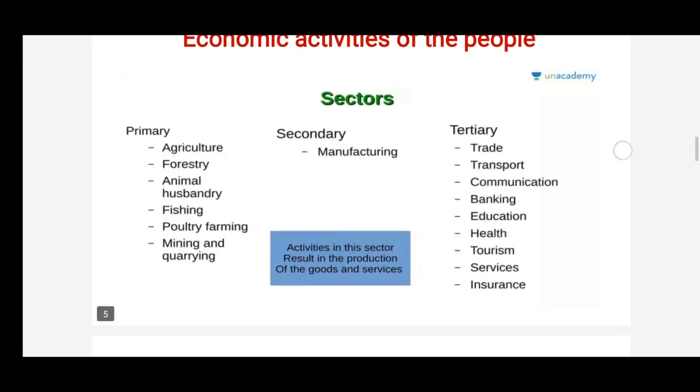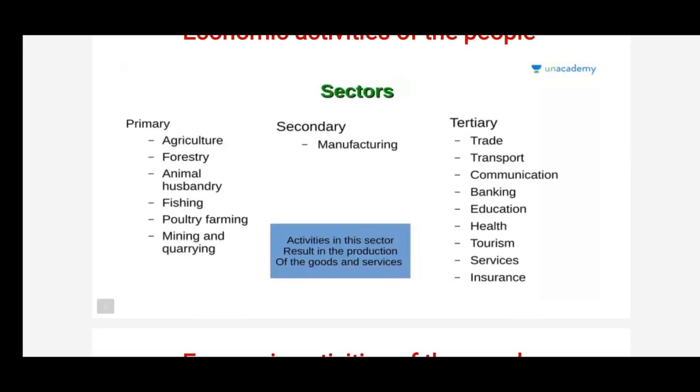So what comes under the primary activity and what comes under the secondary and tertiary activities, let us see clearly in this module. Okay. So in the primary activities, what comes under, children? Agriculture, forestry, animal husbandry, fishing, poultry, mining, quarrying, etc. In the secondary activities, it comes only manufacturing. It means they turn the raw material, or the primary goods, into the most valuable finished goods.